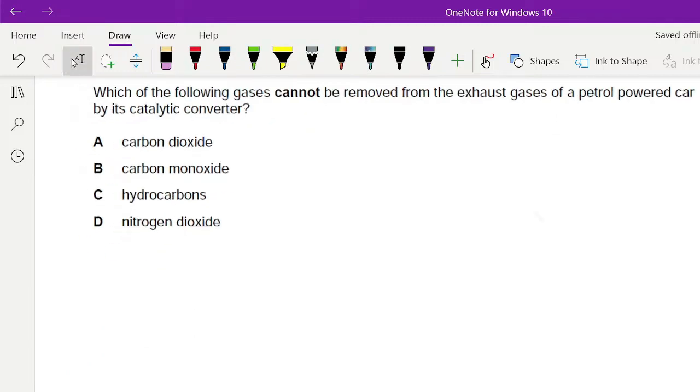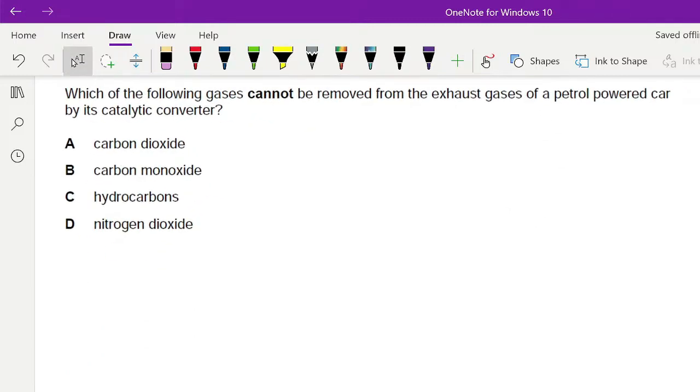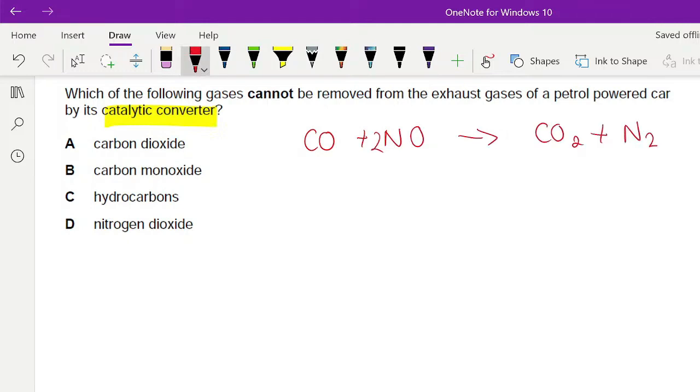Which following gases cannot be removed from exhaust gas of a petrol-powered car by catalytic converter? So catalytic converter, we have carbon monoxide, nitrogen monoxide, okay, and the reaction would give you carbon dioxide and nitrogen. Now another reaction is the unburnt hydrocarbons, which are carcinogens, will undergo oxidation in the presence of catalyst, not burning, but this is catalyst, to produce carbon dioxide and water.